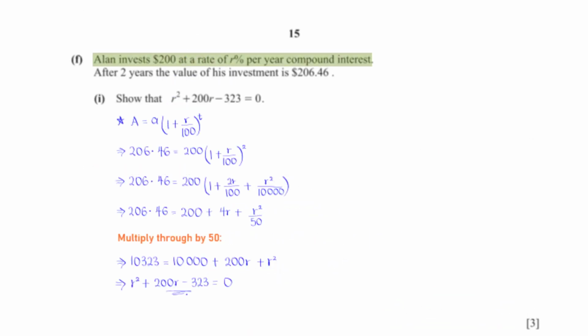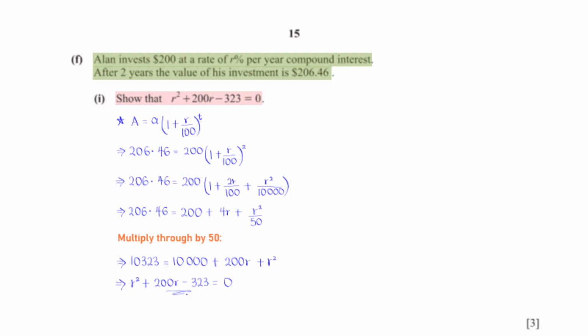Alan invests $200 at a rate of R% per year compound interest. After 2 years, the value of his investment is $206.46. Show that R squared plus 200R minus 323 is equal to 0.